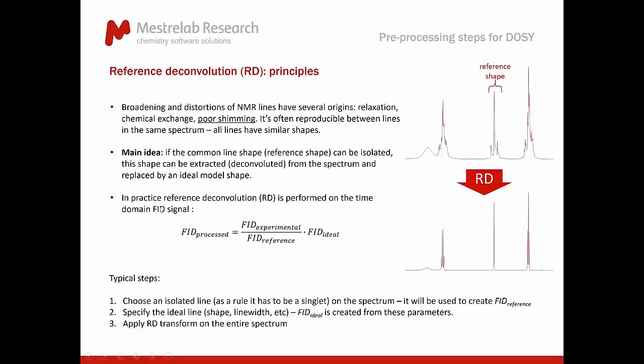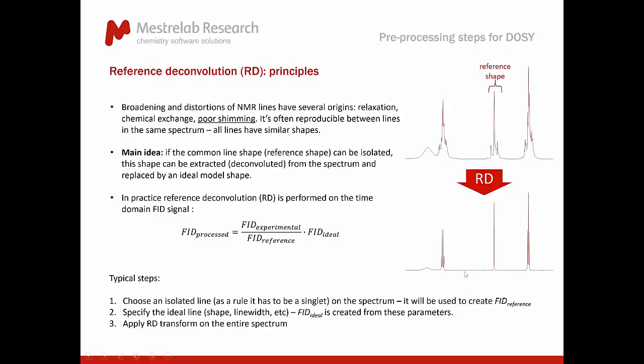Mathematically, it does it using FID mathematics. We take the experimental FID, divide it by the FID which we create from this single reference shape, so we create a spectrum which looks like it contains just this line, and multiply by the artificial FID of one single perfect line. If you apply reference deconvolution, you have a result like that. The typical steps are described here. You select the singlet, specify what line shape you want at the end, and then apply reference deconvolution. Looks very good.